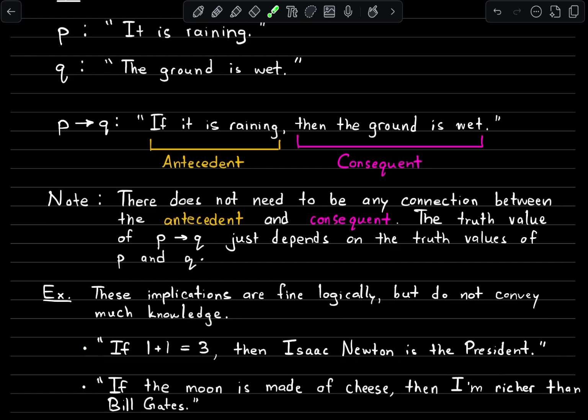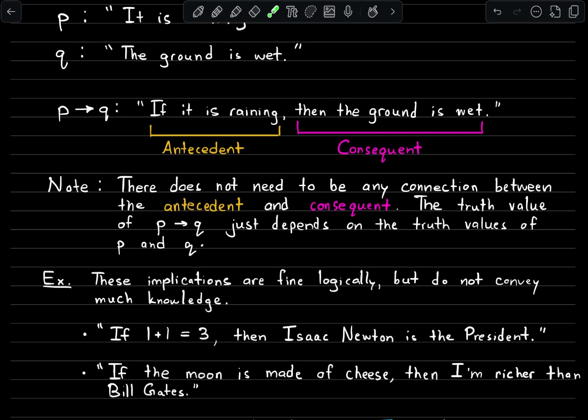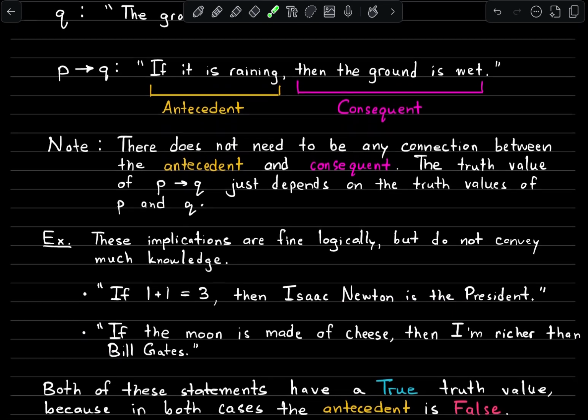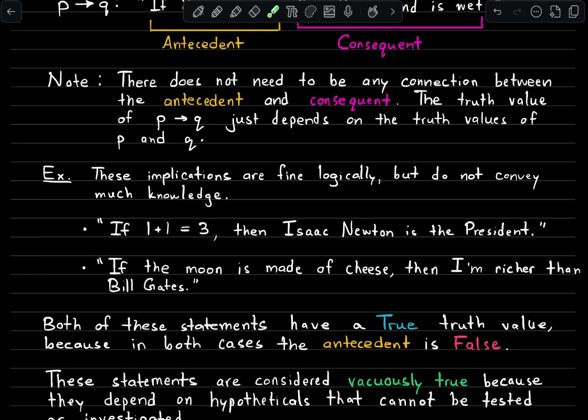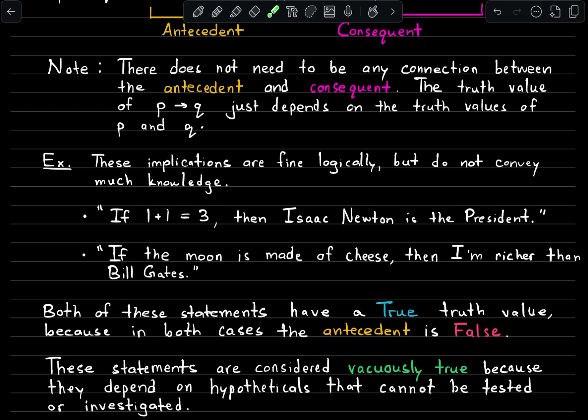We've got another example. If the moon is made of cheese, then I'm richer than Bill Gates. The moon is not made of cheese, and I'm not richer than Bill Gates. So again, we've got false and false, but this entire statement is true. So these are going to be called vacuously true statements. Both of these statements have a true truth value because in both cases the antecedent is false.